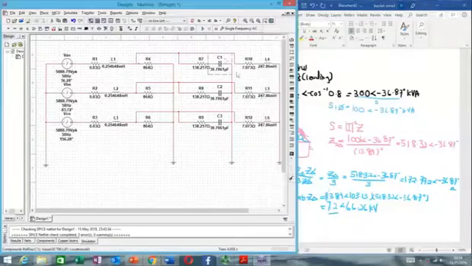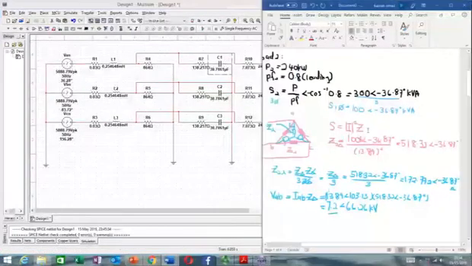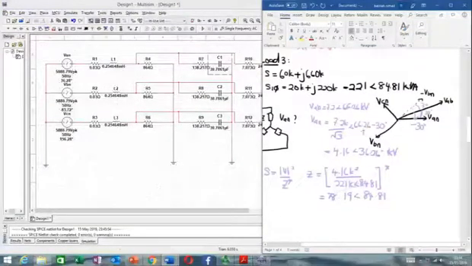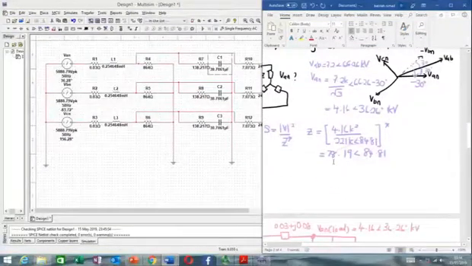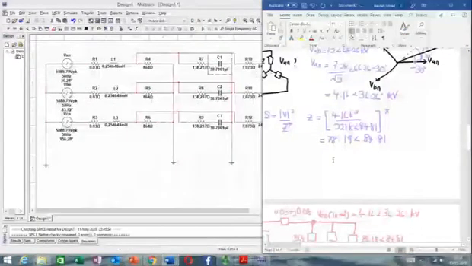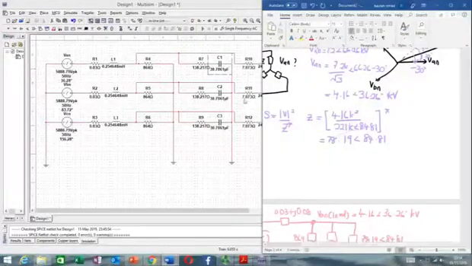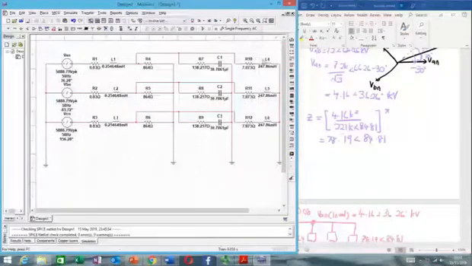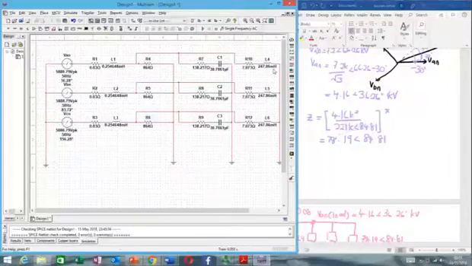Okay. And then lastly for load 3, the value for Z is R is 7.373 and XL is 77.869. So this is inductive load, so we connect with the inductor. Okay.